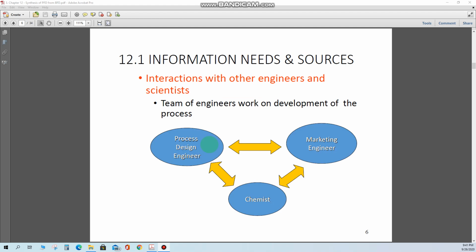Now we have to see this one: interaction with other engineers and scientists. So whenever you go to any process industry, you will see different interaction between different teams. There could be a team of the process design engineer, and then he has to interact with the marketing engineer, and you can also interact with the chemist in the plant.